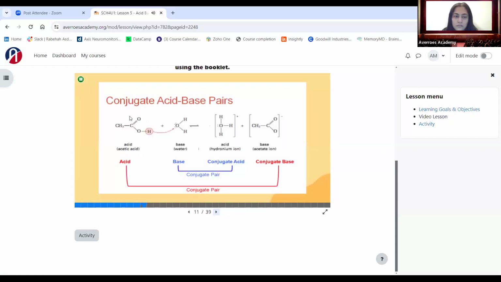Looking at another example, an acetic acid molecule and an acetate ion are a conjugate acid-base pair. Acetic acid is the conjugate acid of the acetate ion, and the acetate ion is the conjugate base of acetic acid, right? And then the hydronium ion and water is the second conjugate acid-base pair in this equilibrium.